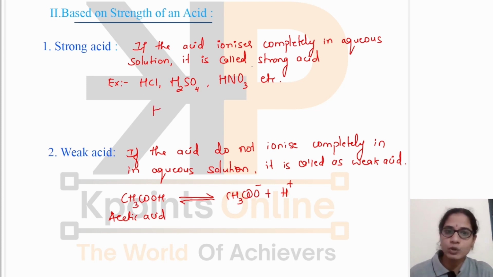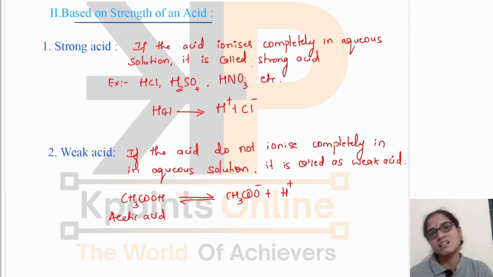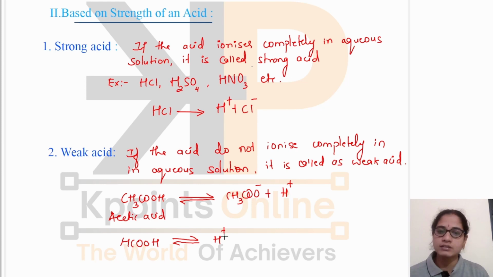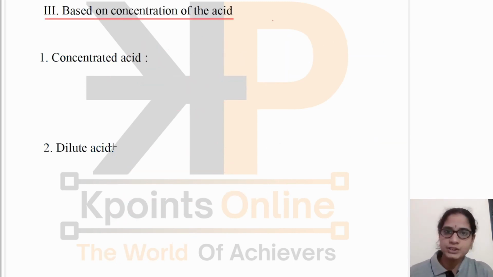Whereas if you take hydrochloric acid in water, it ionizes completely. So the solution consists of ions only. It doesn't consist of any molecules because it has completely ionized. And also formic acid, HCOOH, is a weak acid. It will not completely ionize. Formic acid molecules are also present in the solution as it doesn't ionize completely. Then based on concentration of the acid, it is divided into concentrated acid and dilute acid.